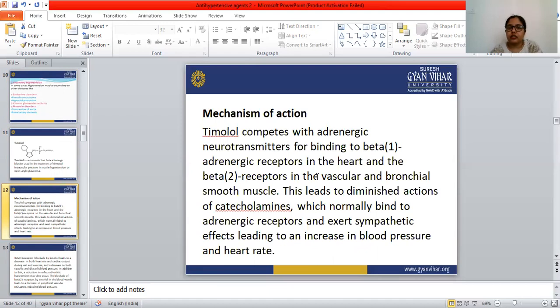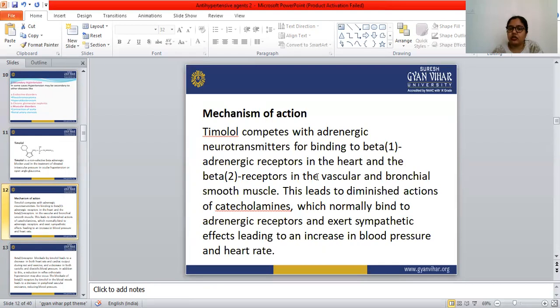This drug timolol competes with adrenergic neurotransmitters for binding to beta adrenergic receptors in the heart and the beta 2 receptors in the vascular and bronchial smooth muscle. So in the heart, it competes at the beta 1 adrenergic receptor, and in the vascular as well as the bronchial smooth muscle, it competes at beta 2 receptors.